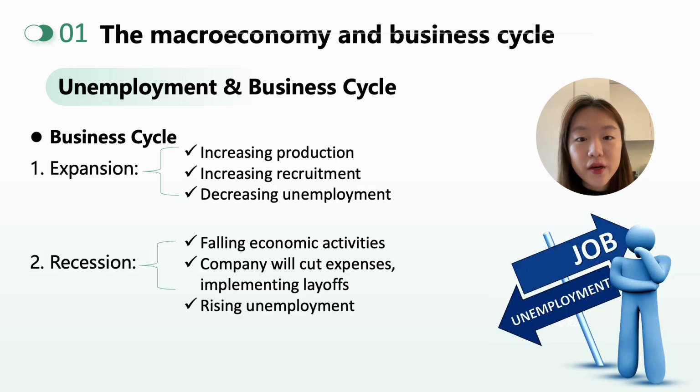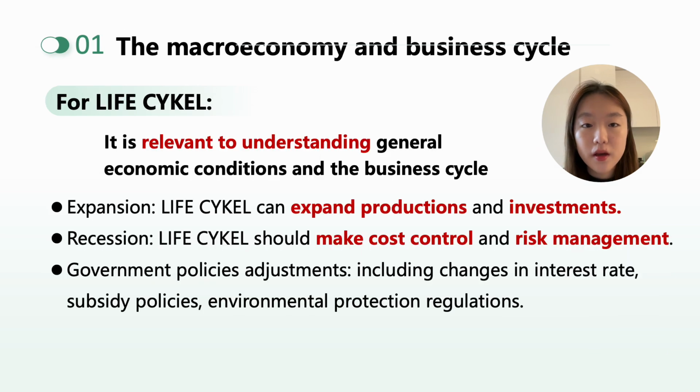For unemployment, due to the expansion in the economy, companies will expand production and increase recruitment so that the unemployment rate decreases. During the recession, economic activity is slowing down. Companies will cut expenses and implement layoffs so that the unemployment rate rises. Unemployment is a lagging indicator. It often peaks after a recession starts, but it's crucial to judge the severity of economic fluctuations. Therefore, it is relevant to understanding general economic conditions and the business cycle.